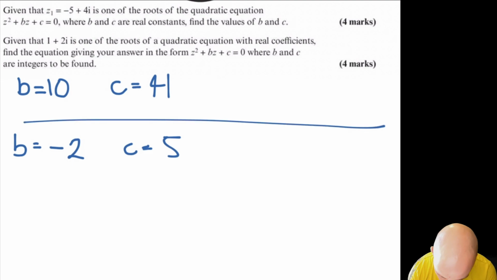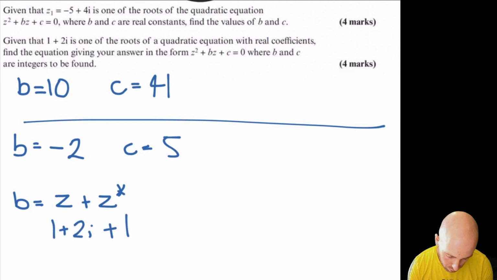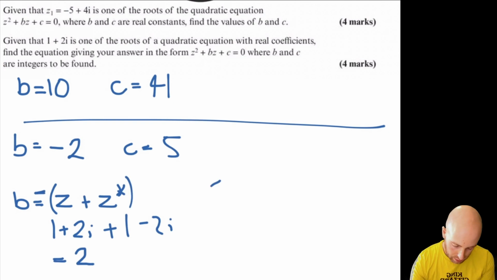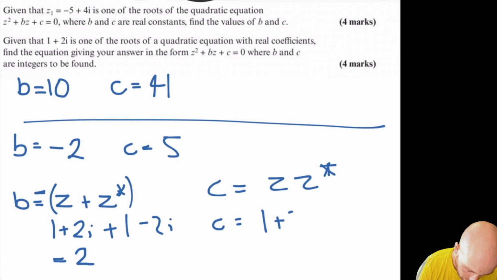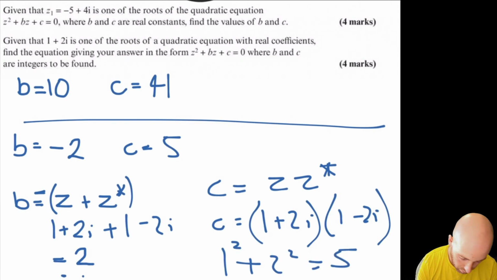So just quickly, we can either do it by hand or we can say B equals Z plus Z star, and then do it like that. 1 plus 2i plus 1 minus 2i equals 2. Well, B is minus that, and C is Z times Z star. So C would be 1 plus 2 squared. Just something like that, so you get the full marks from it.